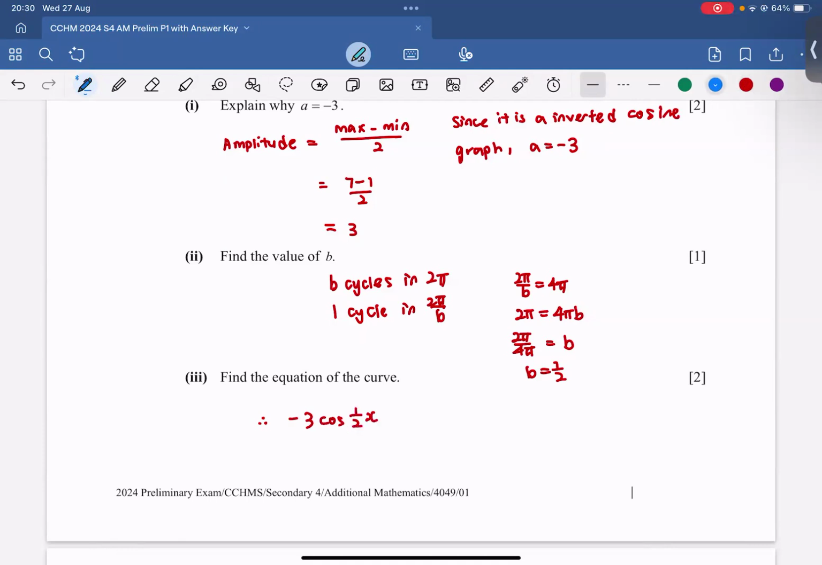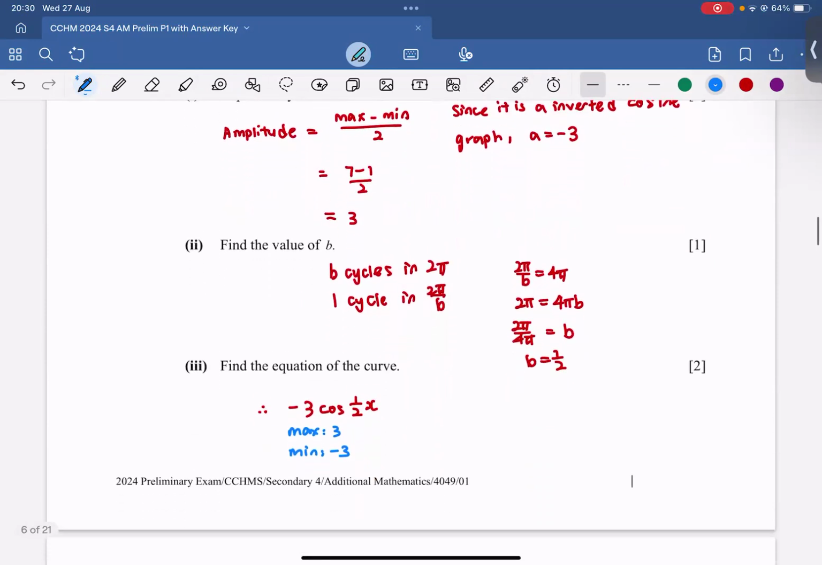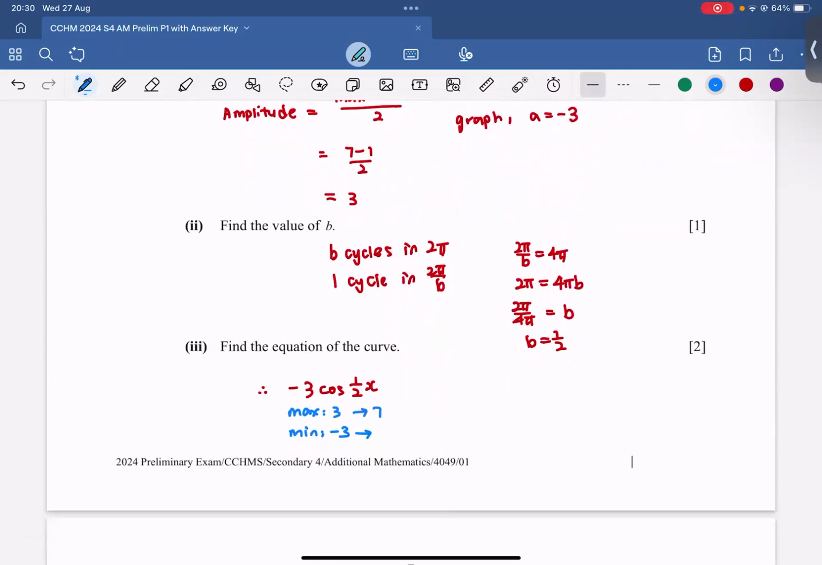Okay, when we write until this stage, we will know that the maximum is actually 3, the minimum is actually -3. Then we take a look. Oh, the maximum now is actually 7 and 1. So how do we go from 3 to 7? How do we go from -3 to 1? Okay, that will be therefore a +4.